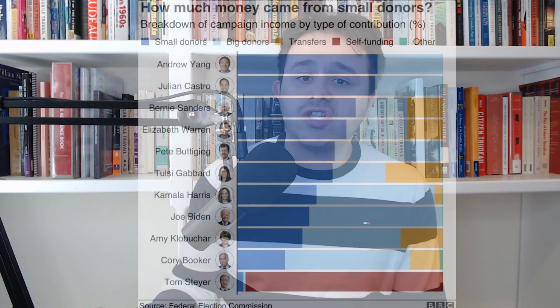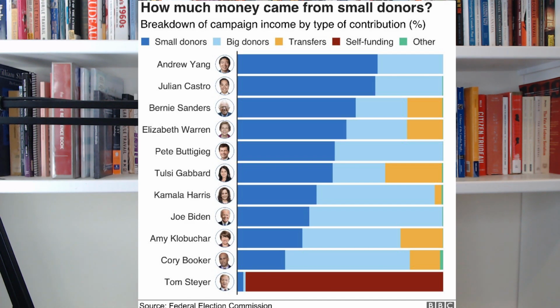So first, we have to distinguish between Yang's tweet and the chart itself. Yang's tweet says he's #1 in small donors, but the chart is quite clear in suggesting it's the percentage of your donations based on their origin. So for instance, this shows that Andrew Yang has a slightly higher percentage of small donors than Bernie Sanders as a proportion of their total donors. And so does Julian Castro as well.